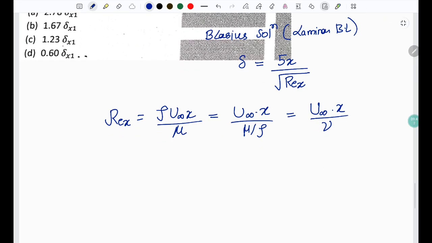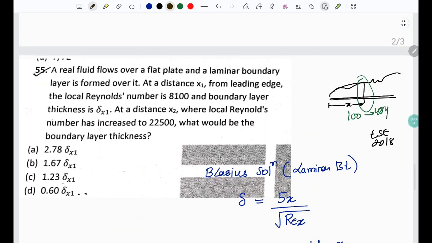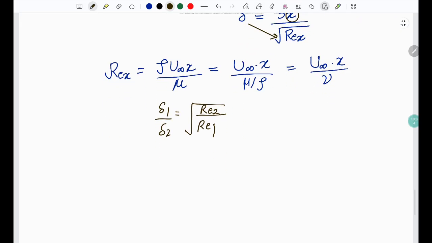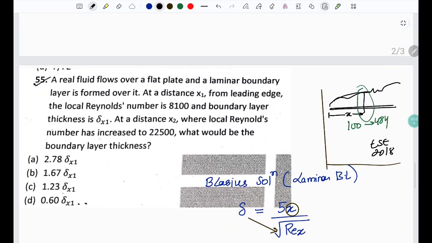Okay, so in this problem of ESC, where the location was fixed, delta 1 by delta 2 is simply written as Re1 by Re2, because x is the same in that case, only delta is varying with the Reynolds number. But in our question in the test, they had asked the displacement thickness at different distances.